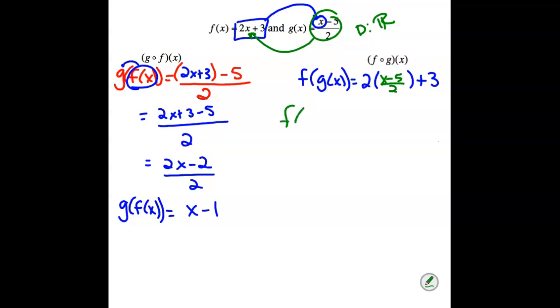So we have f of g of x. Our 2's drop out, we get x minus 5 plus 3. So we multiplied by 2 and we divided by 2. Those cancel each other out. Simplifying, f of g of x is simply x minus 2.